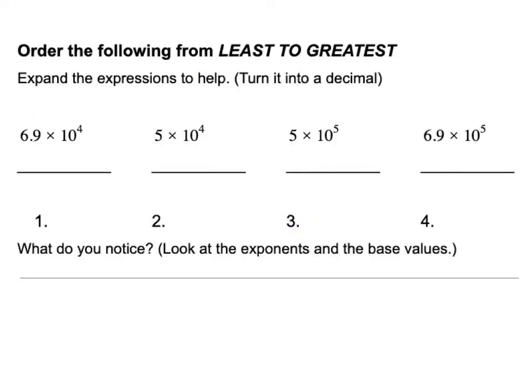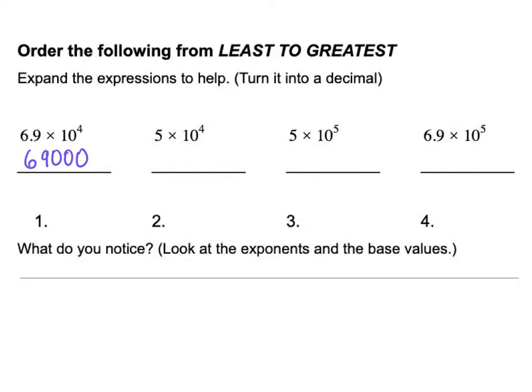So let's do a couple examples. So we want to order these from least to greatest. So first, I'm going to turn them all into a decimal. Right, so 6.9 times 10 to the 4th. That's going to be a 6. Then there are going to be 4 digits after the 6. The remainder of that decimal, so in this case it's the 9, and I fill the rest with zeros.